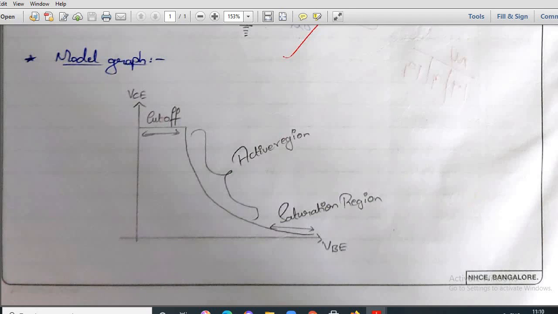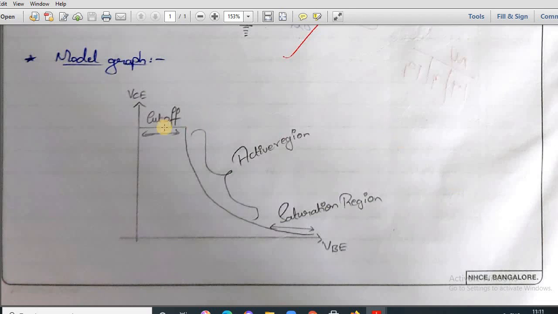We know that a transistor operates in three regions, that is cutoff, active and saturation regions. In cutoff region, both the input and output junctions are reverse biased. In the active region, the input junction, that is the base emitter junction, is forward biased, and the output junction, which is the collector emitter junction, is reverse biased. In case of saturation region, both the input and output junctions are forward biased.